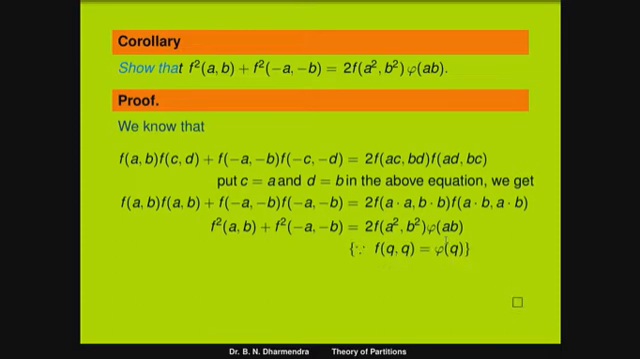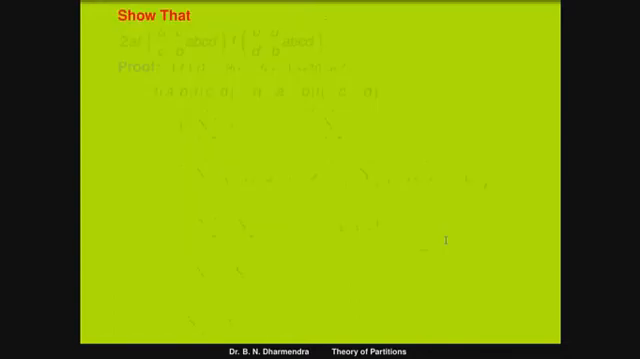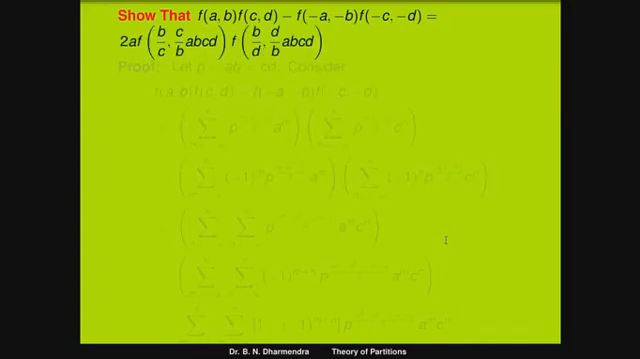So the next one, we have to move to the second result. We can show that f(a,b) f(c,d) - f(-a,-b) f(-c,-d) is equal to 2a f(bc/(abcd)...) f(a/d, d/(abcd))... Okay, we are using a similar proof as above. Let p = ab = cd.